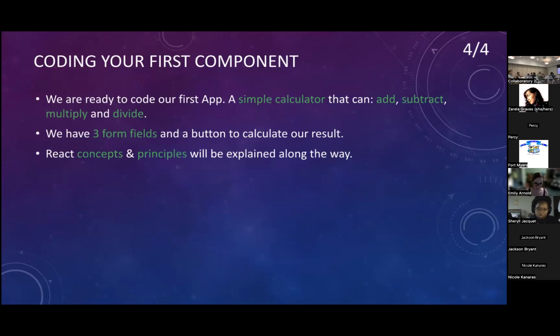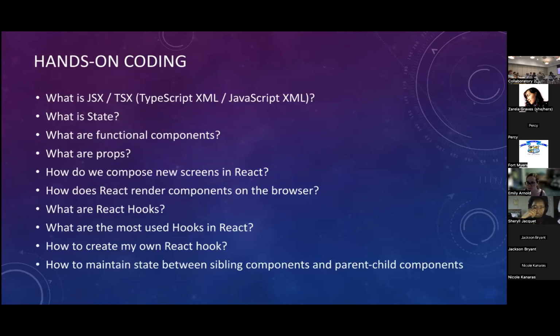So we're ready. We're going to create a simple calculator, which is going to do the basic operations that a simple calculator has. And we're going to have 3 form fields, 2 input fields, and a drop-down box, and a button. And as we build this app, we're going to explain all the principles and concepts of React, so you have a better understanding how React works and how we can build applications.